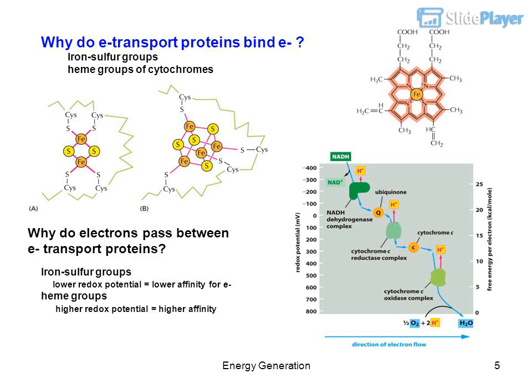Iron-sulfur groups. Heme groups of cytochromes. Why do electrons pass between E-transport proteins? Iron-sulfur groups: lower redox potential equals lower affinity for electrons. Heme groups: higher redox potential equals higher affinity.